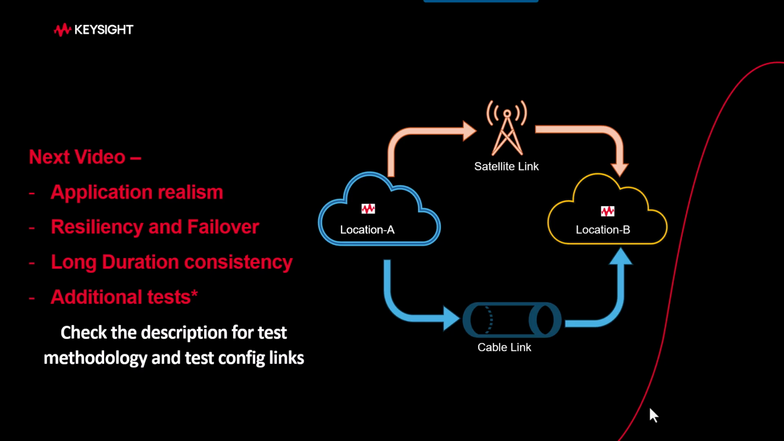In the next video, we are going to send some real application traffic over this network. We'll do some resiliency and failover testing where we'll introduce some delays and impairments, and we are going to do some long duration testing to see how consistent this network is when we send traffic over a longer duration. We'll additionally explore some of the other possible test cases that can come across in this kind of network.